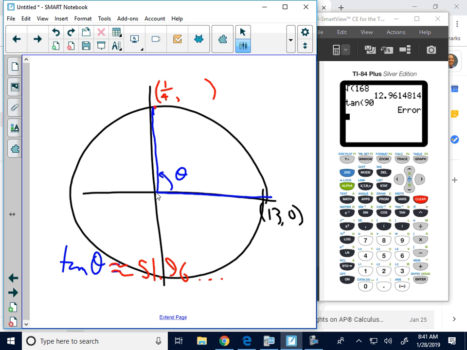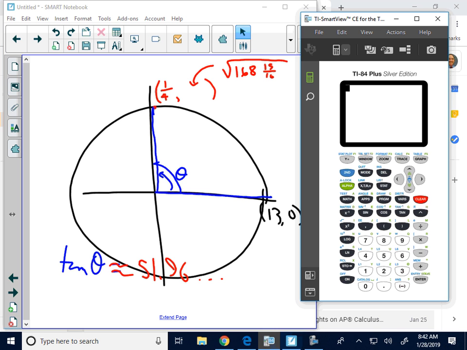Do I need to go through any of that arithmetic with anybody? Speak now or forever hold your peace. Okay, so the y coordinate here is the square root of 168 and 15/16, which is a goofy way of doing it. I don't like mixed numbers, but that's what it would be. Now, let's go to the calculator. As this angle gets larger and larger, I can make this tangent as big as I want.